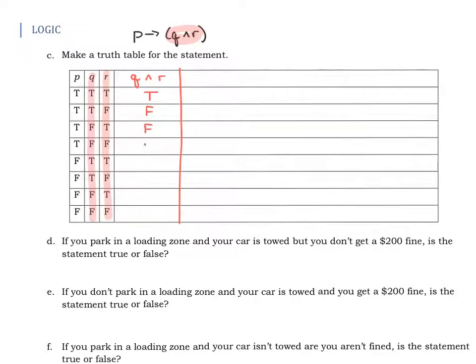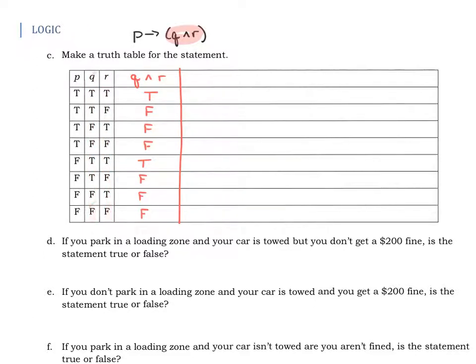A false and false would be false. There I've got another true, true. That gives me true. And then all the rest, again, have a false somewhere, and so those are all going to be false results for the Q and R.